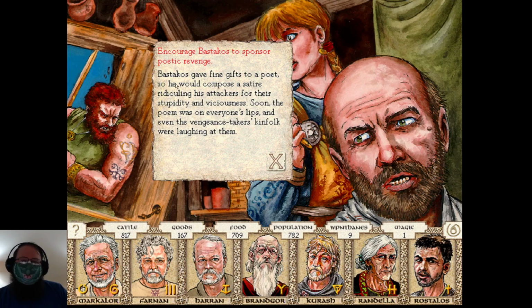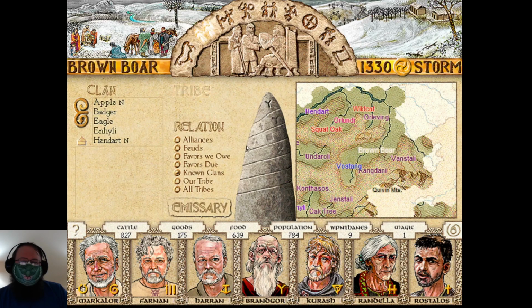Bestakos gave fine gifts to a poet, so he would compose a satire ridiculing his attackers for their stupidity and viciousness. Soon the poem was on everyone's lips, and even the vengeance takers' kinfolk were laughing at them.